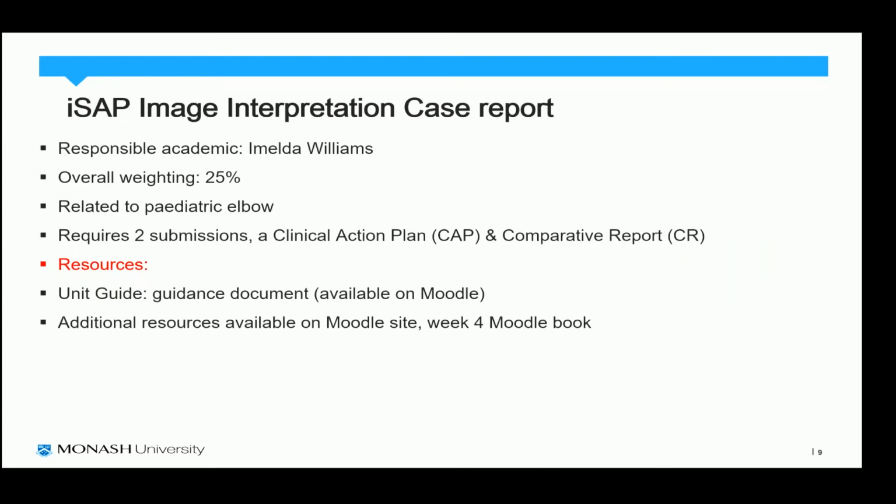The ISAP case is related to the pediatric elbow, and it requires 2 submissions. The first one will be a clinical action plan. On the Moodle site, there's a Moodle book. It will provide you with the scenario and also the professional issues that need to be addressed. Once you have submitted the CAP report and the deadline has been reached, an expert report will be made available, and you then will need to provide a comparative report. So the resources are the unit guide again, and also under week 4 there's a specific Moodle book related to the ISAP case.